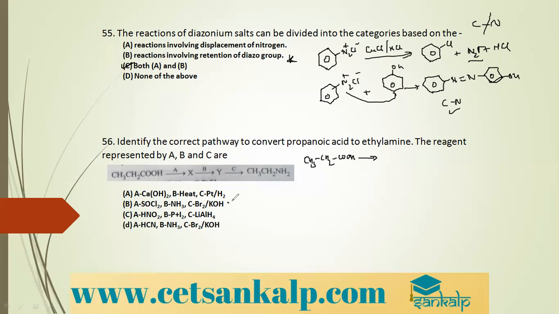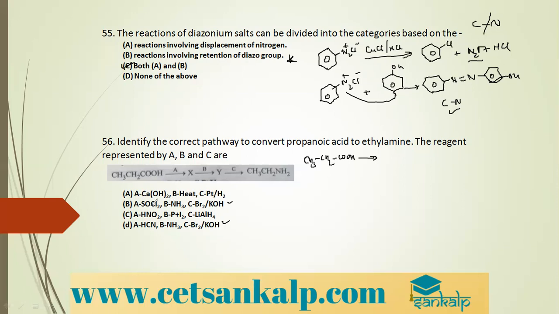So this is available and this is also there. Okay, so both are there. I cannot go for these two. So when I take Hofmann's bromamide degradation, why did I say Hofmann's bromamide degradation? Because if you take Hofmann's bromamide degradation, you will get one carbon less. Otherwise, you will get the corresponding amine. So it is either option B or option D.